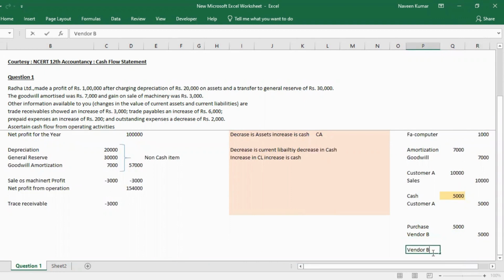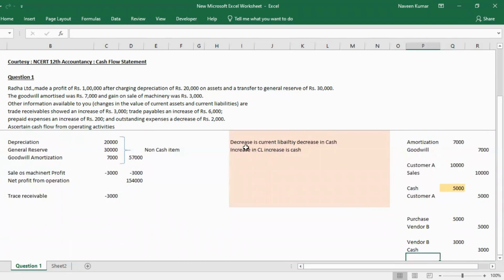Now I'm paying vendor B. So when paying, what will happen? Same thing: the liability account decreases. Now it is getting decreased, right? I'm paying 3,000, so my cash account also will decrease. That's what they're telling. When this current liability is decreasing, cash is going out. Same way, when there is an increase in liability, cash is coming in.